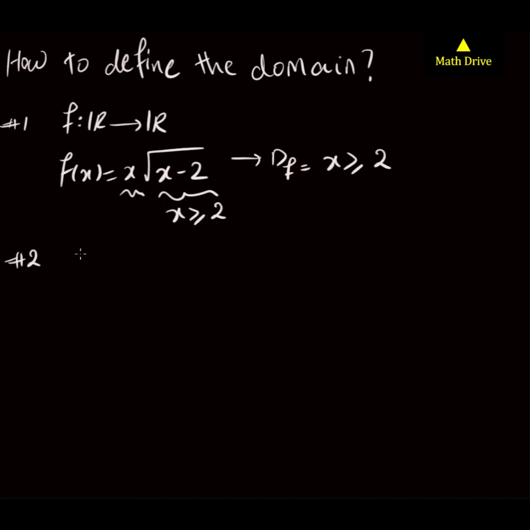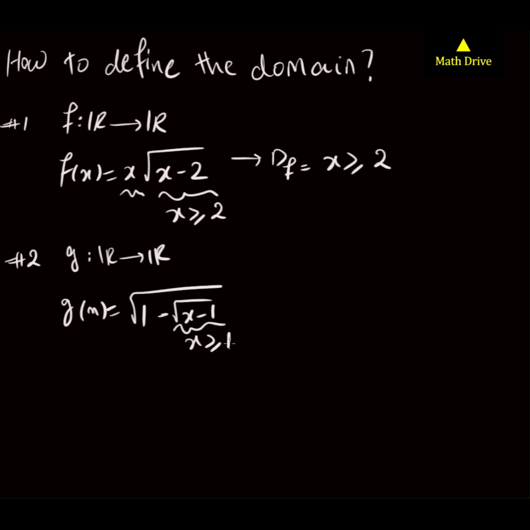Example number 2. Suppose that g is a function from, again, R to R, and g is defined as the square root of 1 minus the square root of x minus 1. We have two square roots here. First, the inner square root should be a number. We know that x should be more than or equal to 1.